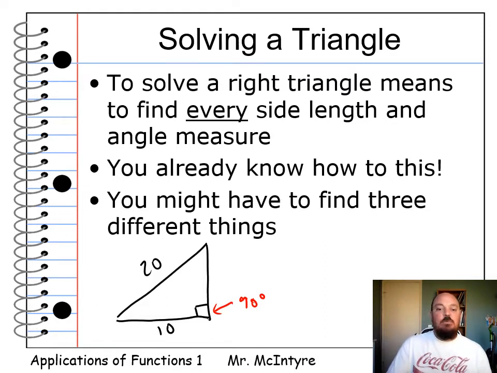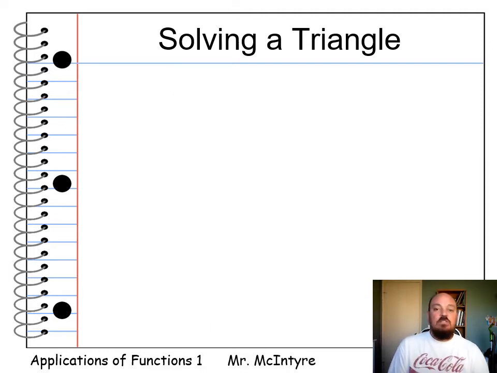So the 3 things I would need to find in this question are, number 1, this side over here. I would have to figure out how long it is. Number 2, this angle over here. And number 3, this angle up here. But remember, like I said on the middle bullet point here, you already know how to do this. I'm not teaching you something new today. We're combining some things we've already learned into one problem. So let's talk about how to do that.